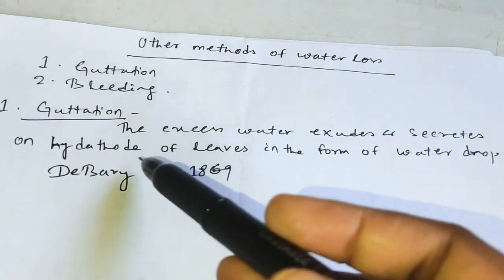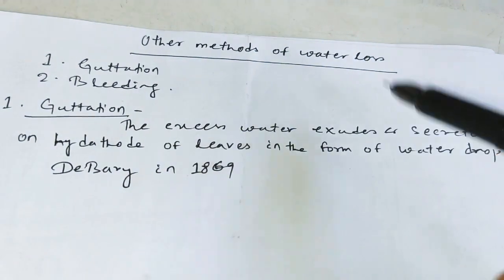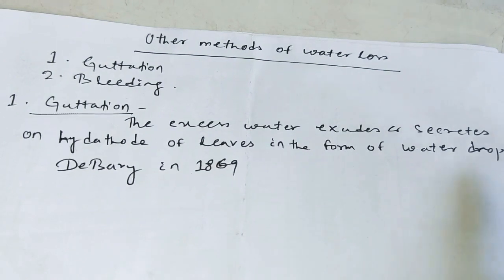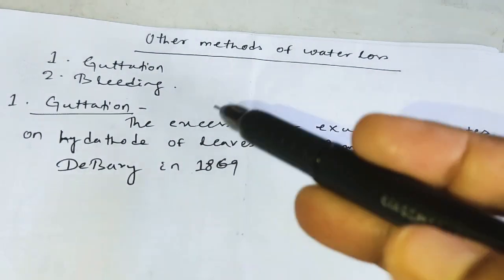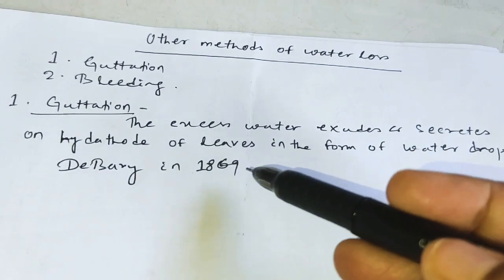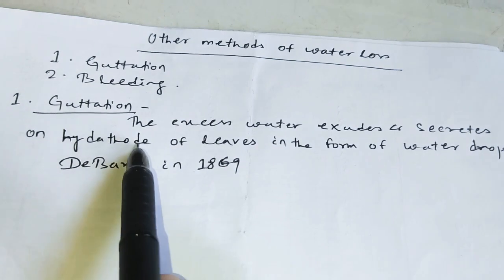So in the guttation process, the water is released or exuded out on the hydatoids of the leaves, and these hydatoids are mainly found in the margin area of the leaf. The water comes out in the form of water drops. Remember, the word guttation was given by De Bary in 1869. Up to this, is it clear?